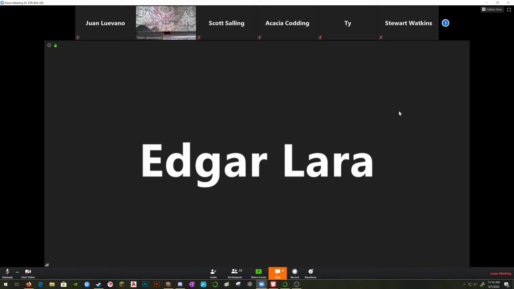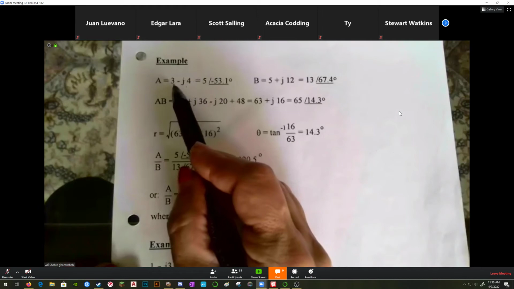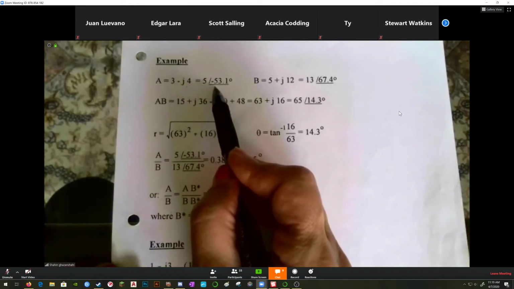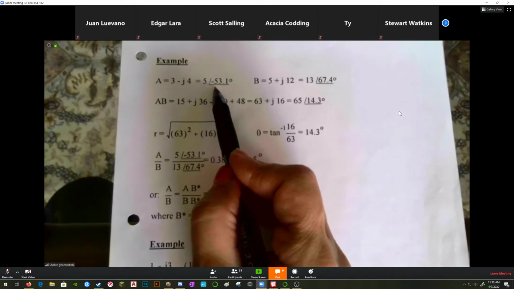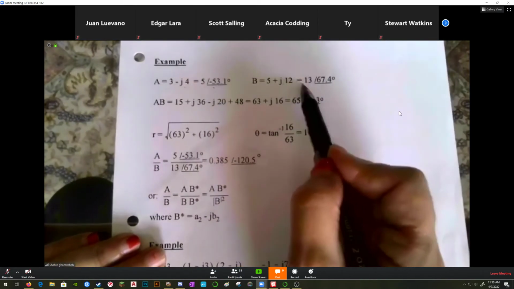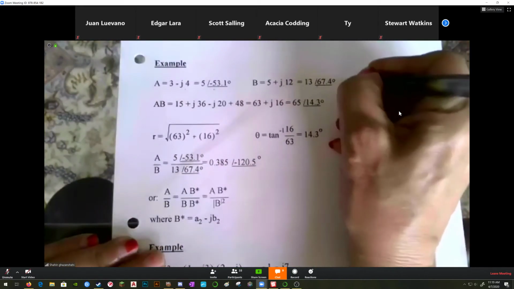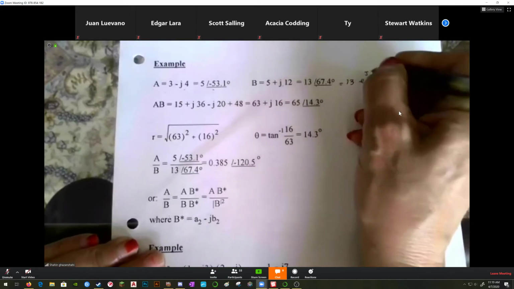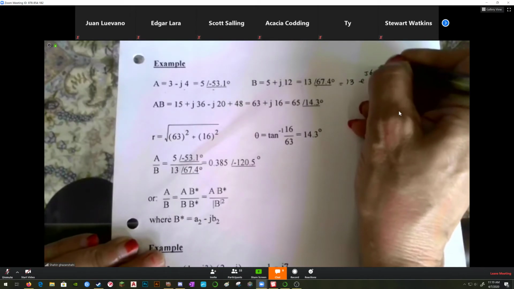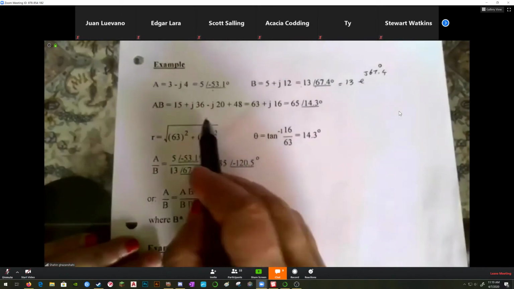Okay. Now let's do one example. Like I gave you this, 3 minus J4. You change it to polar, it is this. You know how to change it from the last example. B is given in rectangular form, you change it to polar, okay? So what does this one mean? This means 13 exponential of J 67.4, correct? The same thing here.